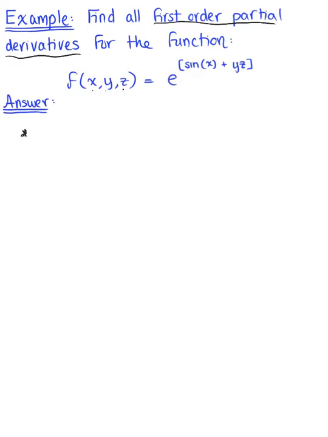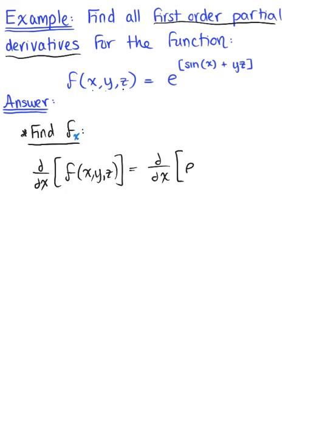So here we go. Let's find the partial derivative of this function with respect to x. So keep in mind, we are differentiating with respect to x. So we are treating y and z like constants. So here we go. We have the d dx of this beautiful function f of x, y, z. So we are differentiating here with respect to x, and that's the natural exponential raised to the sine x plus y, z. And we can even put little brackets here around that exponent to remind you what is in the exponent.